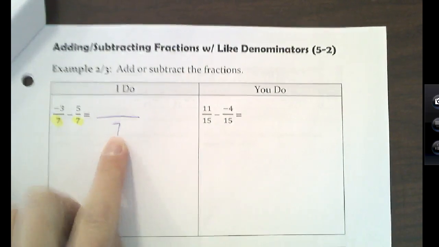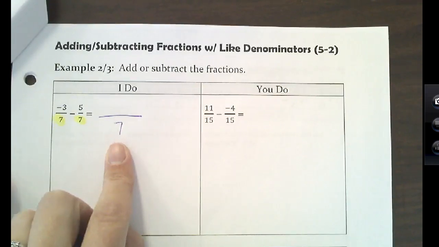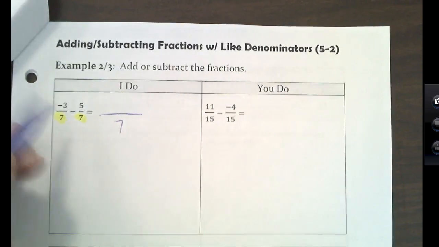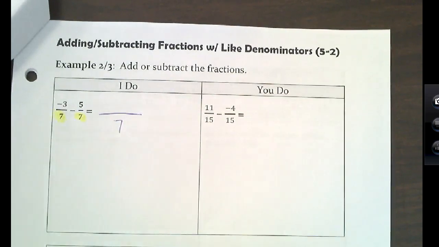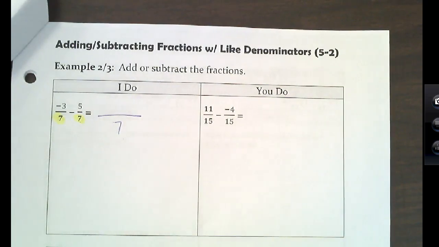So I'm going to just automatically write the 7. That's in the bottom because that's the denominator. Remember, denominator goes down. See how it starts down? So it's going to stay down. Denominator's on the bottom, means down.